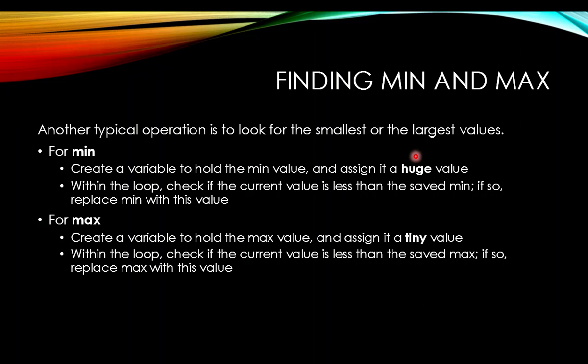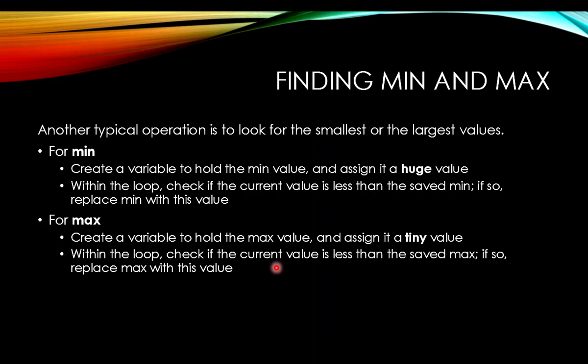So it seems counterintuitive at first, but if you're looking for min, assign it to a huge value. Looking for max, assign it to a tiny value. Then inside the loop, you check whether the number you're interested in is smaller than the minimum you'd seen before, and if so, you replace it. You just replace the minimum and say, oh, this is the smallest one I've seen so far. Same thing if you're looking for max.